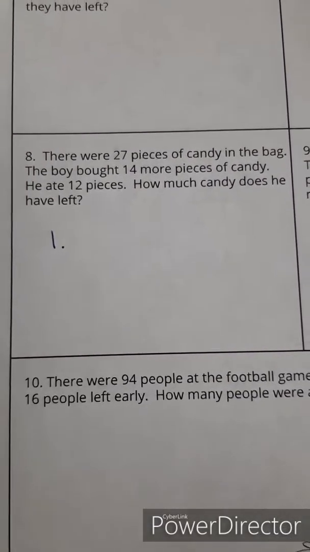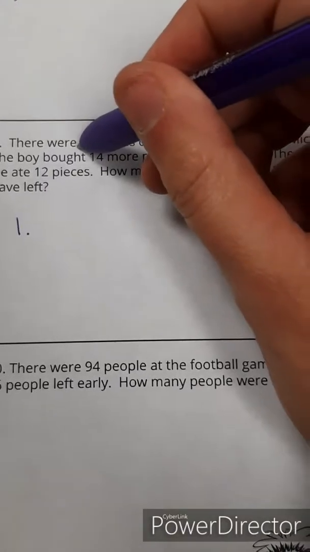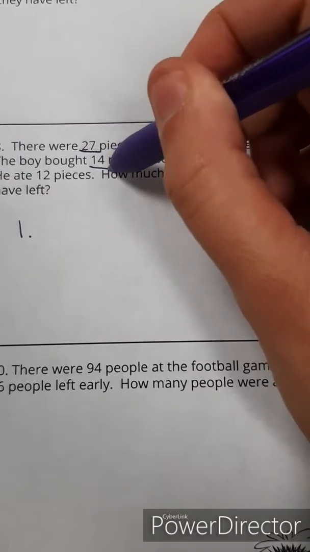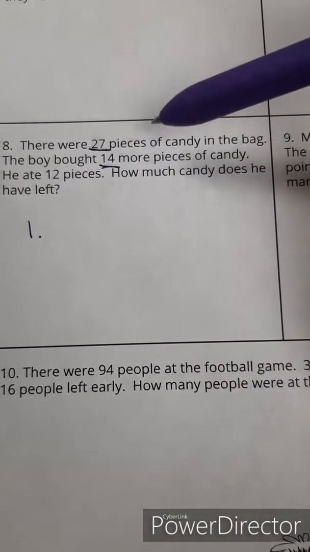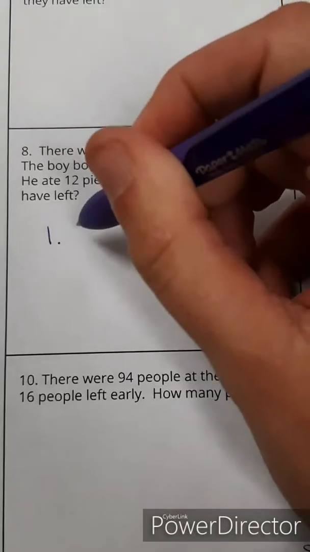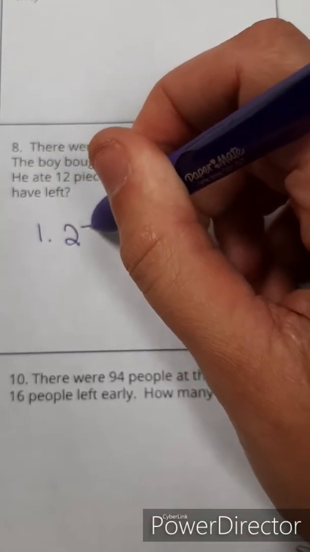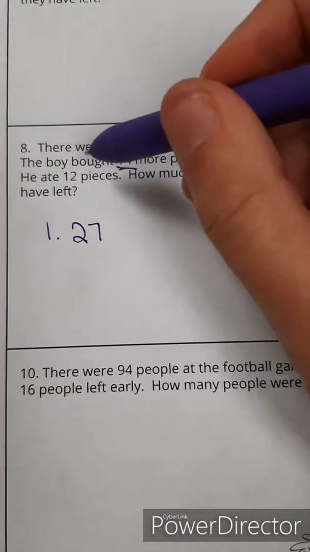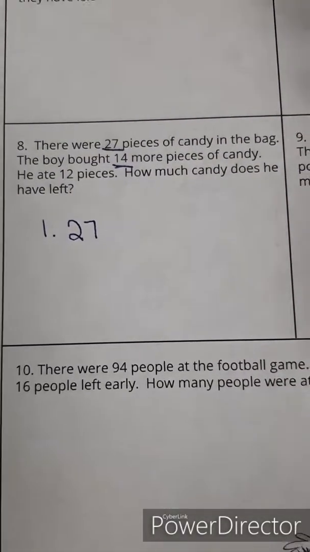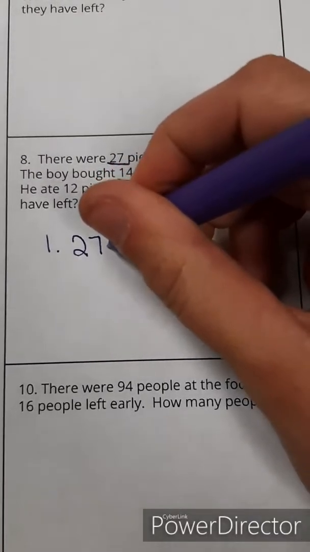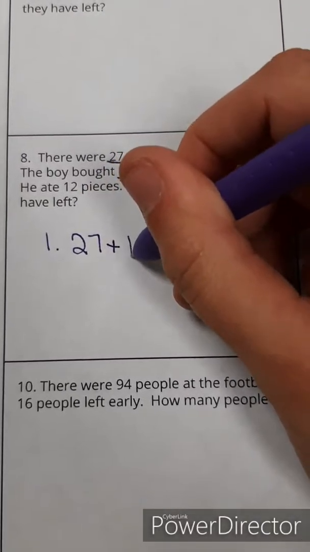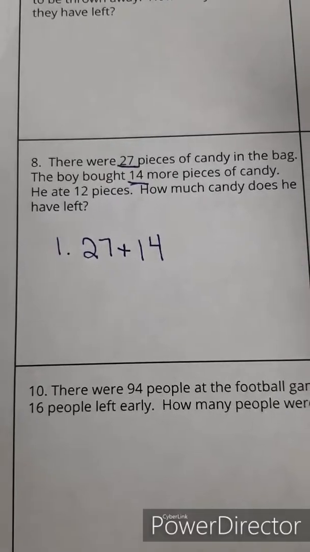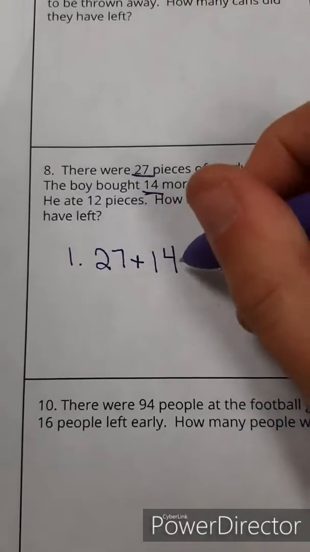So the first question I want to ask myself has to do with the 27 and this 14. There were 27 pieces of candy in the bag. So the kid started with 27 pieces of candy. Then he bought 14 more. Bought would be he got more. So we're going to add 27 plus 14. So that's the first thing I have to solve. So I'm going to solve that.